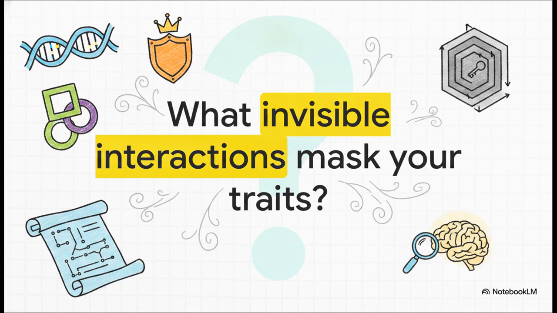We've journeyed from the foundational equation of phenotype, we've explored the incredible survival advantages of overdominance, and we've uncovered how epistasis can completely mask hidden codes. So before we wrap up this explainer, I want to leave you with a provocative thought. Based on all the principles we just broke down today, what invisible genetic interactions do you think are masking traits inside your own blueprint right now?